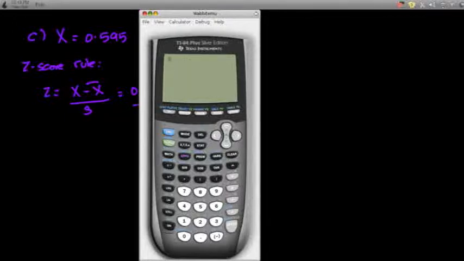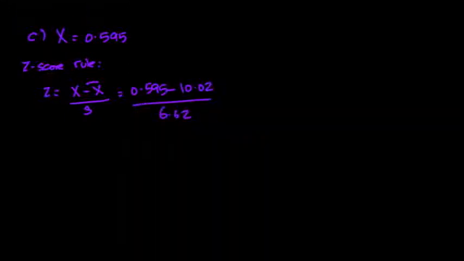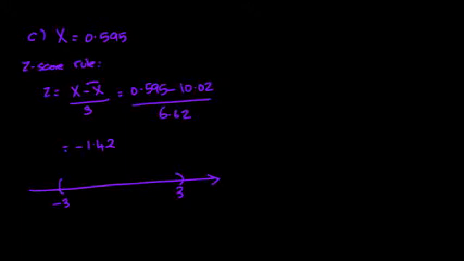So 0.595 minus 10.02 divided by 6.62 is negative 1.42. So the z-score is negative 1.42. We know the rule states that as long as the z-score of an observation is between -3 and +3, the observation is not an outlier.